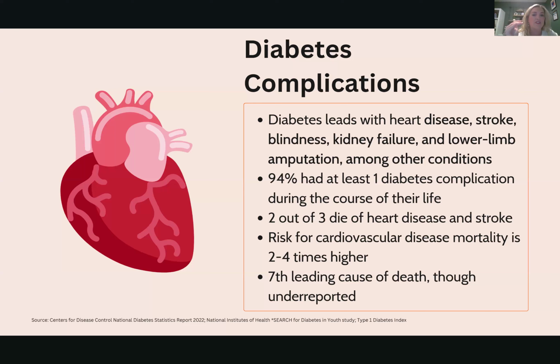We are the 7th leading cause of death, though that number has long been underreported. Because most times, if somebody passes away, let's say of heart disease or a stroke, that is what is listed. It is often not listed that diabetes was the cause, right? So we've had to work as diabetes advocates to get better, accurate numbers so we don't continue to get so underfunded because our numbers are not showing accurately.